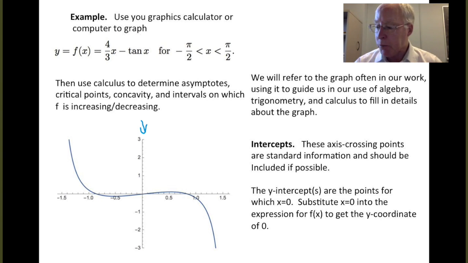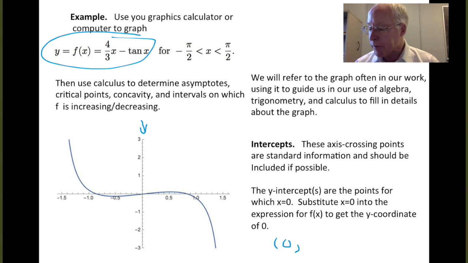If you plug x equals 0 into the function f, we get 4/3 times 0 minus tangent 0, which gives us 0. That gives us a y-intercept at the point (0, 0). And of course, we can see very clearly on the axis that the graph passes through the origin.